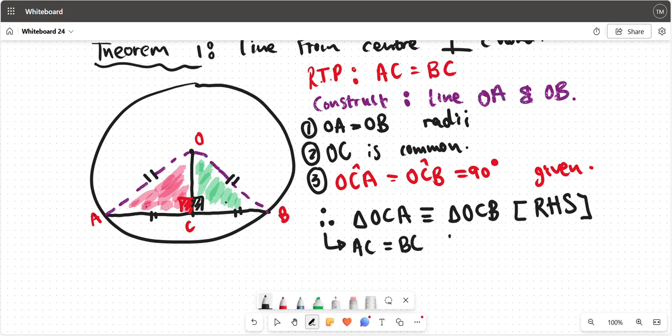And what is my reason? This is a line from center perpendicular to chord. And there we go. So this is the proof for theorem number 1. Let's jump into theorem number 2.